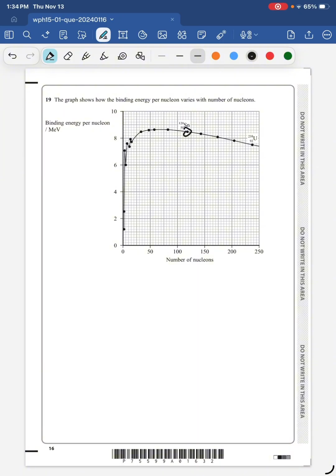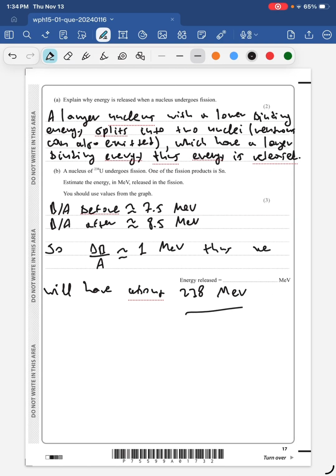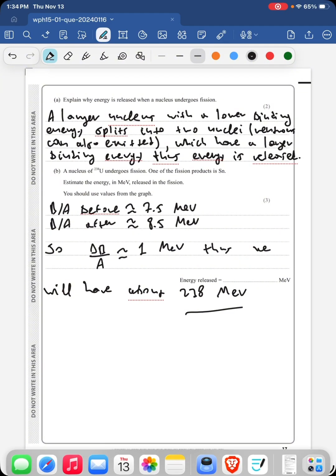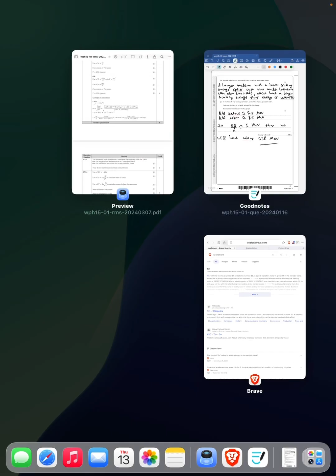Another way to think about it is that between this nucleus and this nucleus, that's about 1 MeV of difference. Since uranium-238 has 238 protons and neutrons, we will get 238 MeV, because this is the essence of what binding energy per nucleon means. So 238 MeV is what we will get from this fission. This is a crude calculation. Actually, let's see what the mark scheme says.